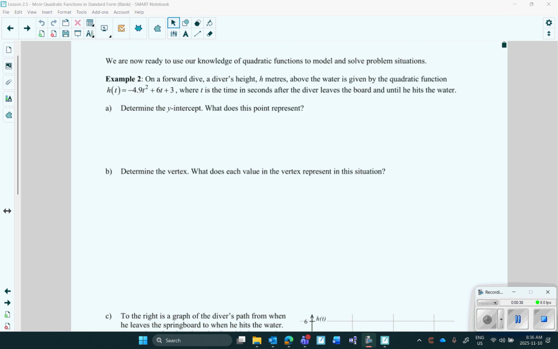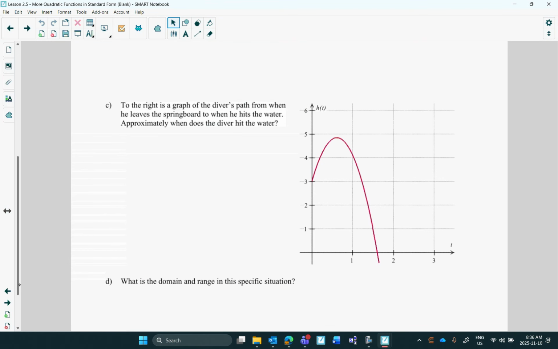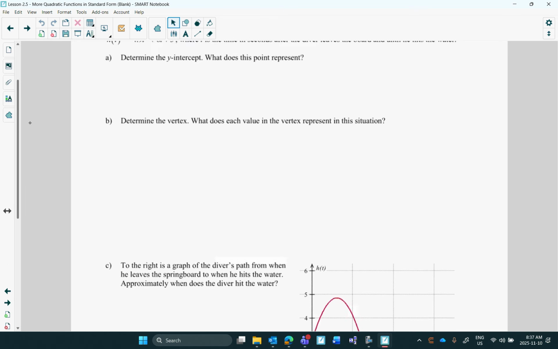Let's take an example. Here we have a diver. A diver's height, actually the path that they take on a dive, can be modeled by a quadratic function. And you can see, we'll get to this in a bit, but this would be a model of this person's dive. You can see that they climb up, reach a peak, and then hit the water and go a little bit below before coming back up to the surface.